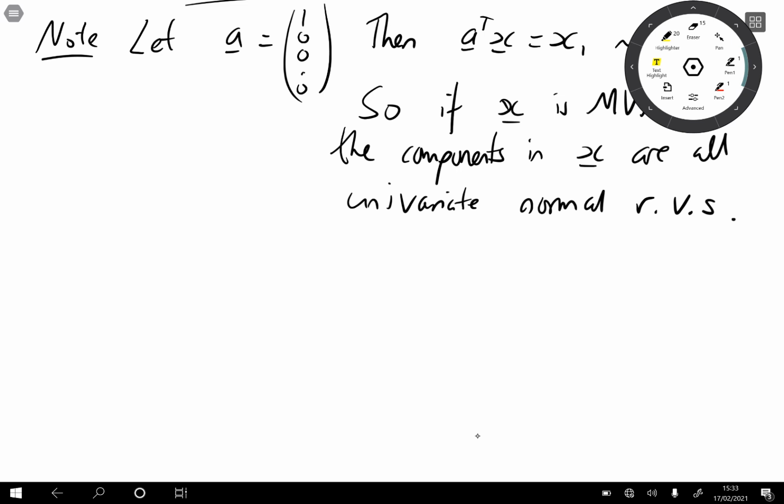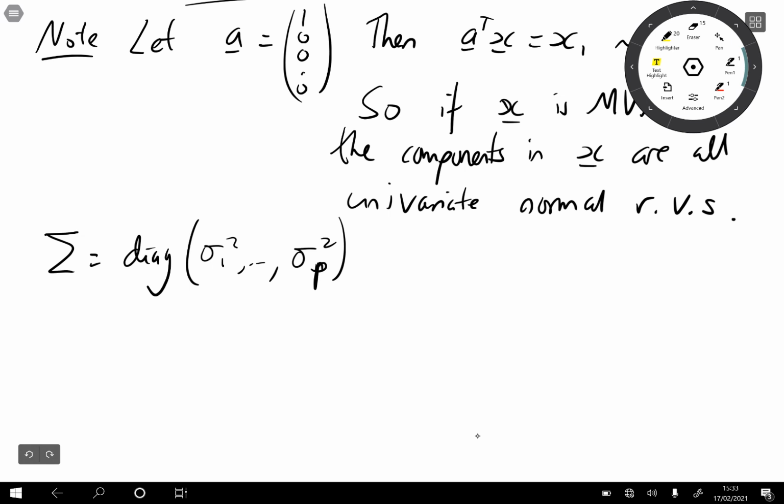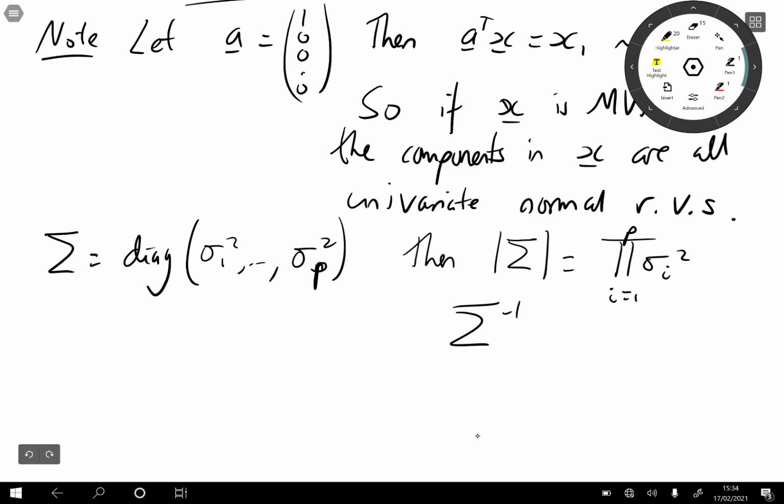Let's have one example. Let Sigma be a diagonal matrix, a covariance matrix, with sigma 1 squared up to sigma p squared on the diagonal. Then we know that the determinant of Sigma is just the product of all these terms, so it's the product of sigma i squared, i equals 1 up to p. And Sigma inverse is going to be the diagonal matrix with 1 over sigma 1 squared up to 1 over sigma p squared.